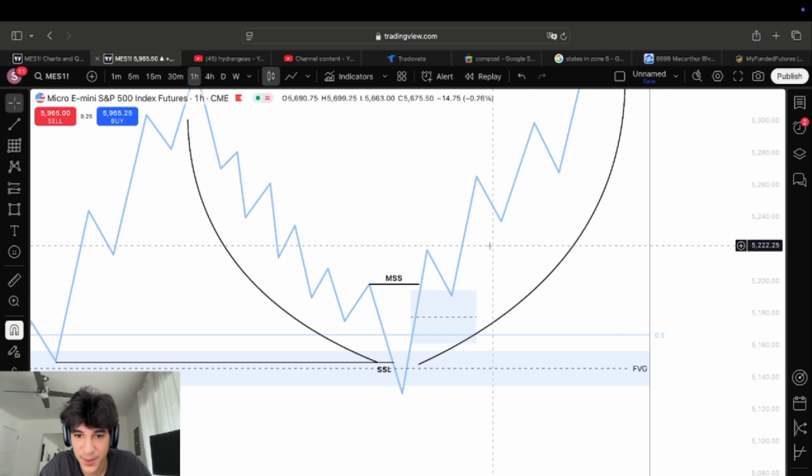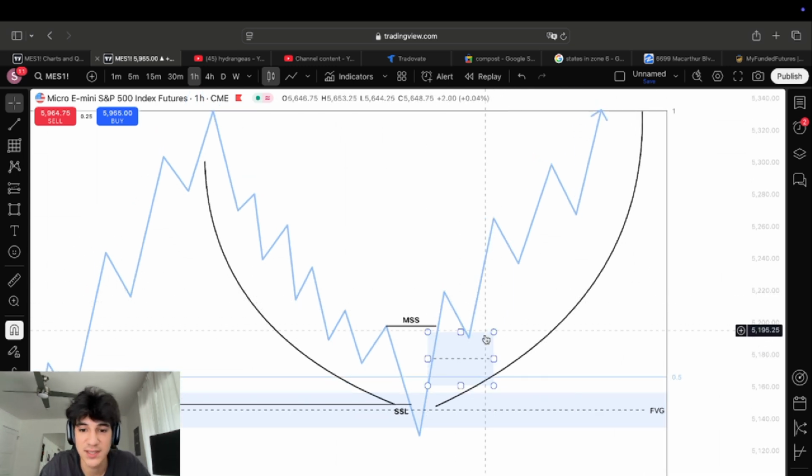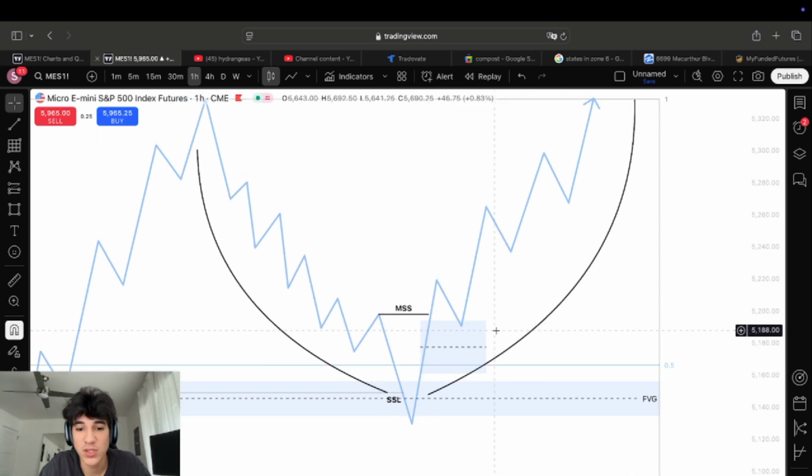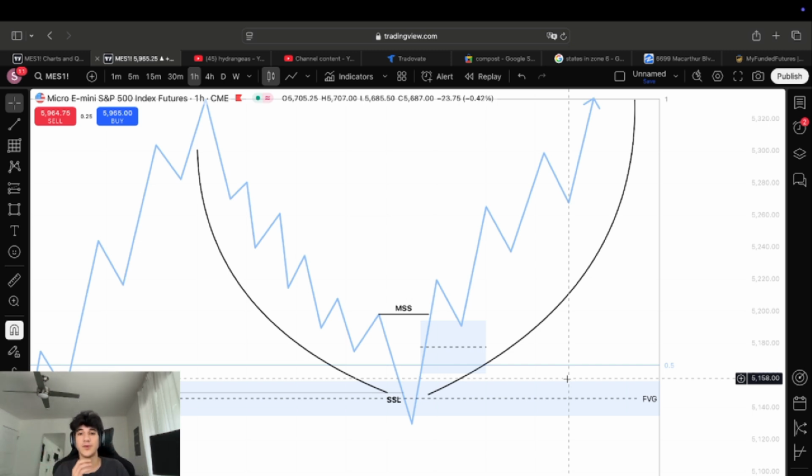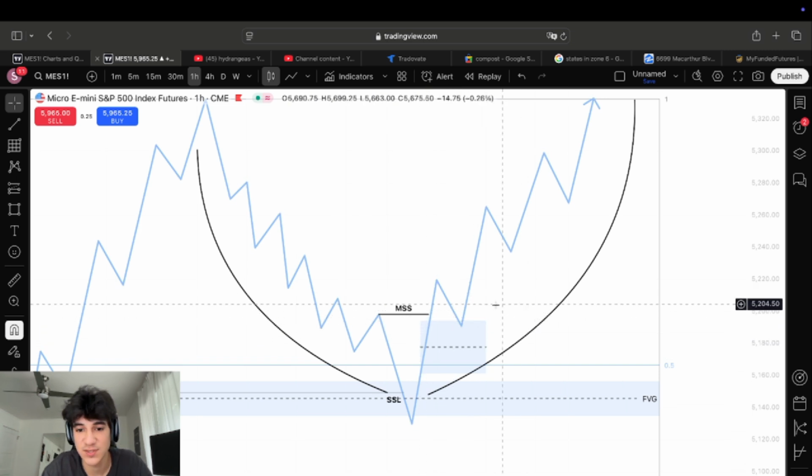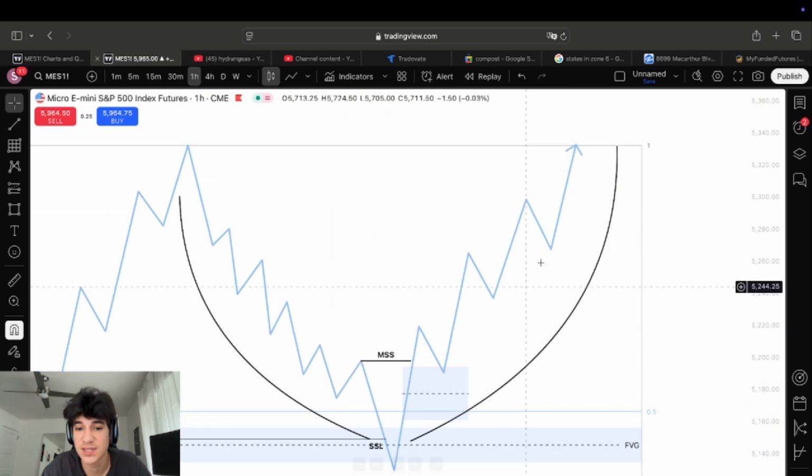And then after that, I guess this is kind of the entry, but the idea is that once we get the market structure shift, then this fair value gap will start getting respected, right? Because if you're in a bullish trend, then your bullish fair value gaps and all your bullish confluences should be respected. And then same thing with bearish. If you're in a bearish trend, then all your bearish confluences should be respected. So the idea here is that we tap into this fair value gap, and then we continue to expand off of that.